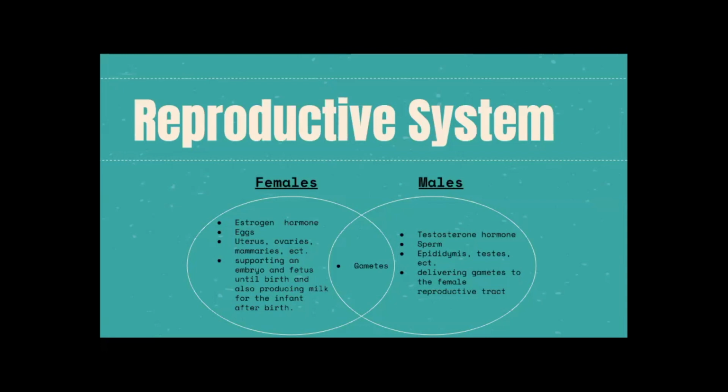Females: the reproductive system supports embryos and fetuses until birth and also produces milk for the infant after birth. In males, it is used for delivering gametes to the female reproductive tract.